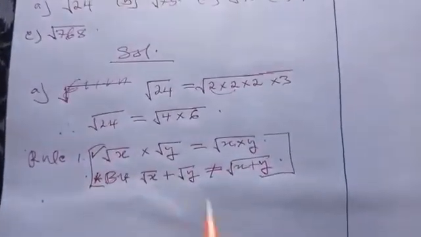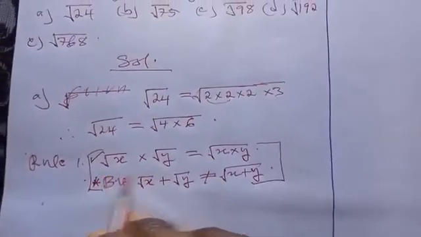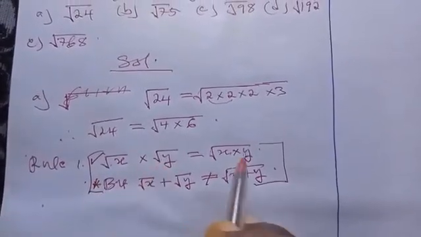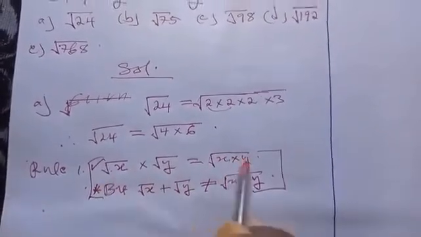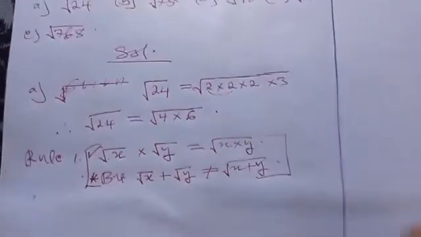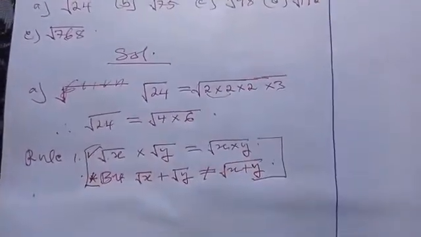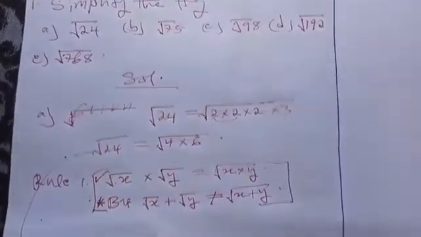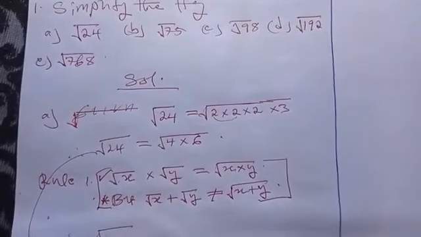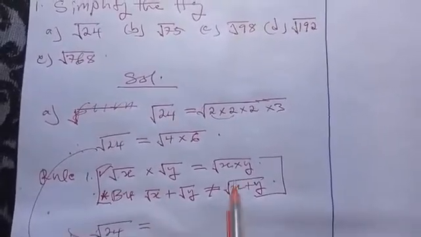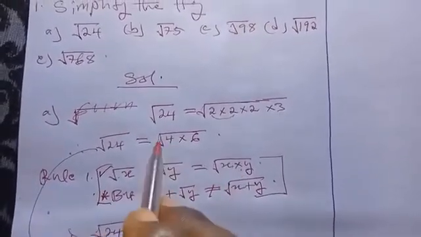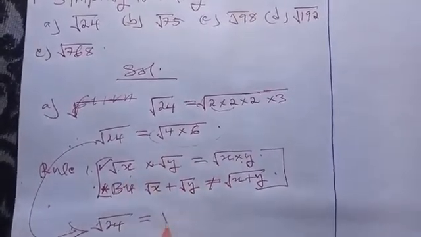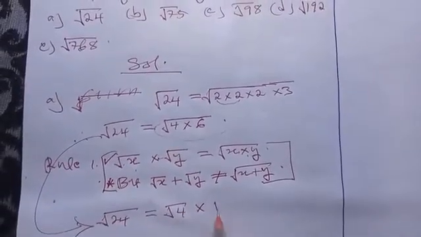So when I multiply two similar surds, I can take them under one square root sign, both of the numbers within the square root sign. That's it. Now I can go on. Root 24 can be written as root 4 times root 6, reversing the rule.